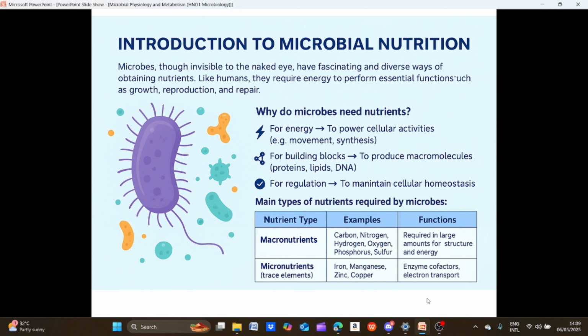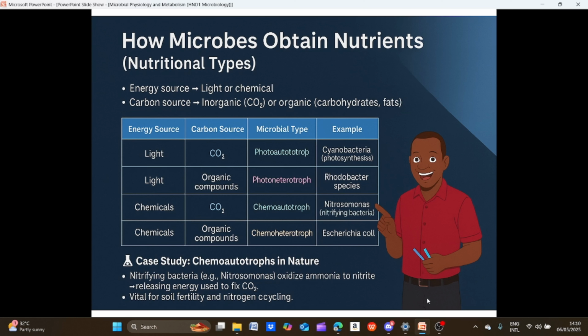Then, the micromolecules, we also call them trace nutrients because they are required in very small quantity. Examples of that are iron, manganese, zinc, copper, and so on. All these will act as cofactors in the electron transport system. That is why all these are very important.